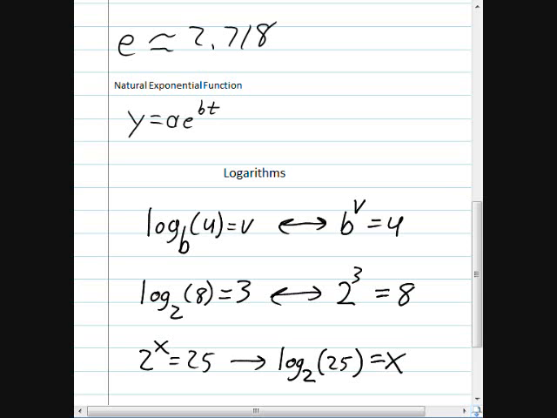So actually, we found a solution to this exponential equation. X equals log base 2 of 25. Of course, now we would need to know how to find log base 2 of 25. What is that number?